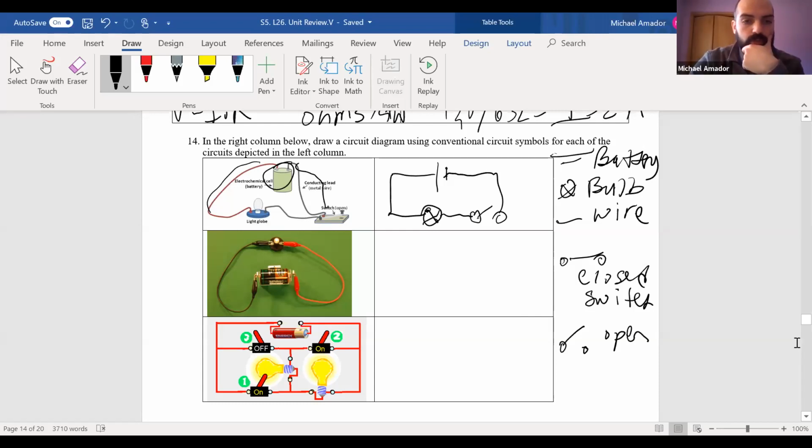For number 2, this one right here, just a note, it might be hard for you to see on your screen or your paper. The light bulb is on. So that's important information. This light bulb is being powered. Bulb is powered.